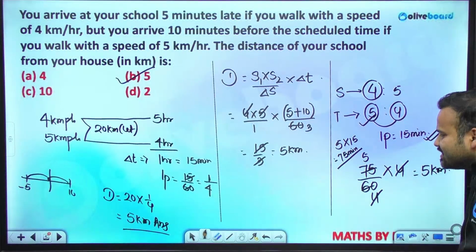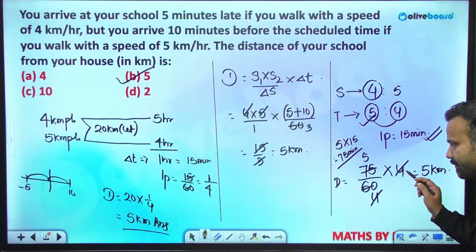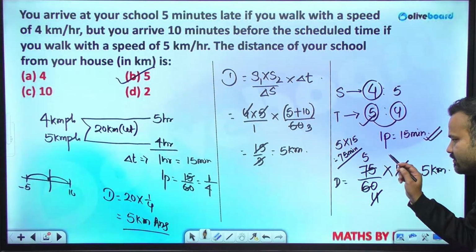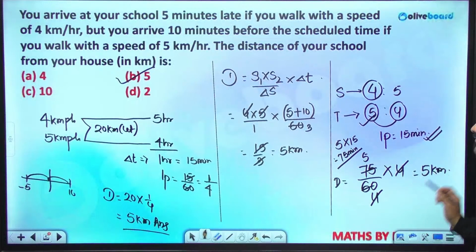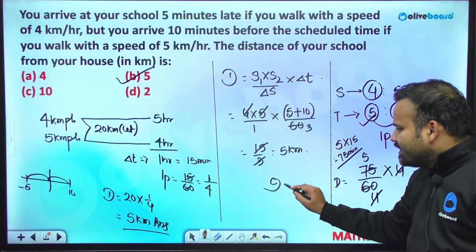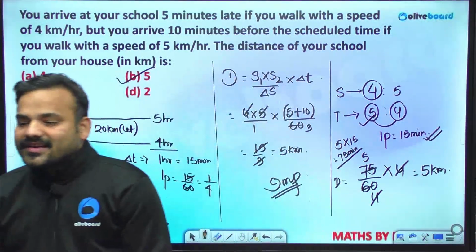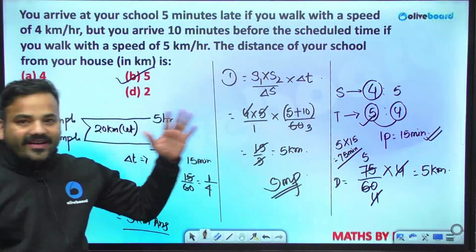So what is the distance? Distance equals speed into time. Speed is 4 kilometer per hour and time is 75. So 4 into 75 by 60, that is 5 kilometer. Any of the methods you can use, but this is the important method. In case of late and early, you can use this directly. As compared to ratio, this is a finer method.